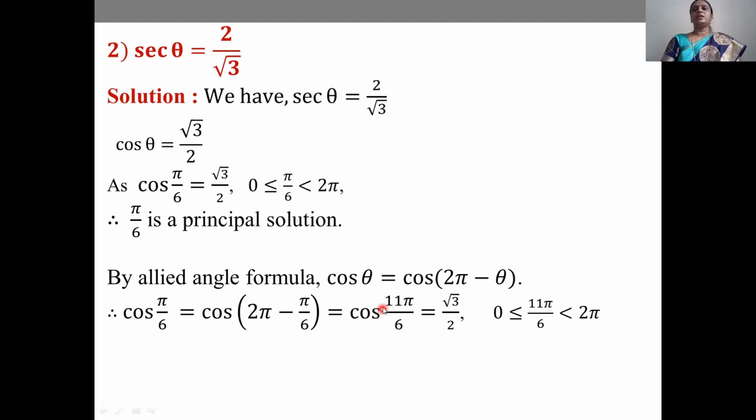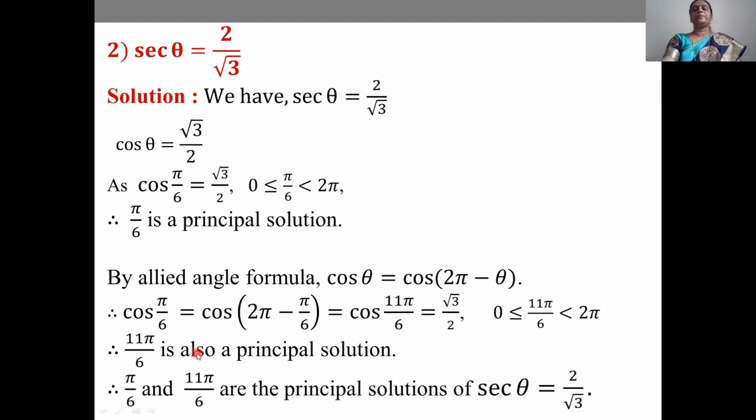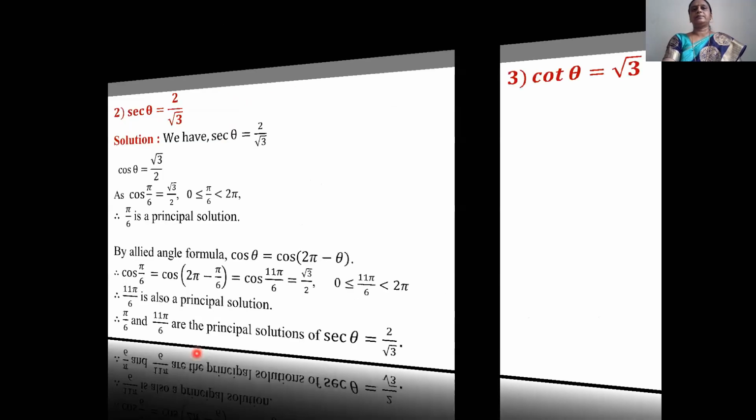Now, we have to check whether this angle lies in the interval 0 to 2 pi or not. For that, convert this radian angle into degrees. This is the angle of 330 degrees, obviously lies in the interval 0 to 2 pi. Therefore, write down here 11 pi by 6 lies in the interval 0 to 2 pi. Therefore, 11 pi by 6 is also a principal solution. Therefore, pi by 6 and 11 pi by 6 are principal solutions of sec theta is equal to 2 by root 3. Let's consider the next example.